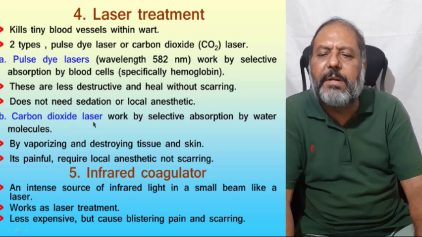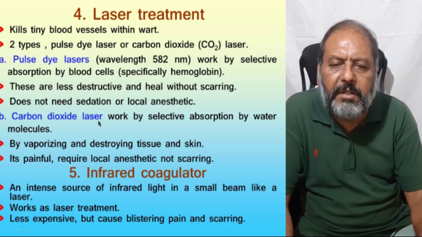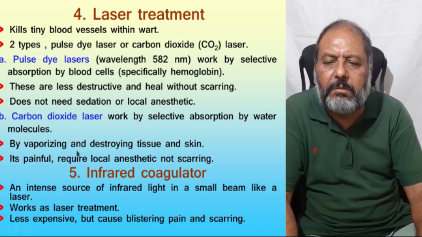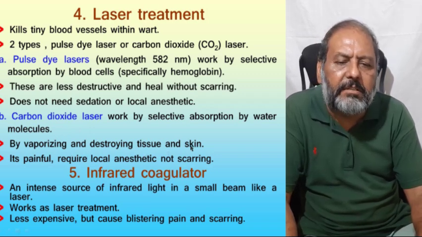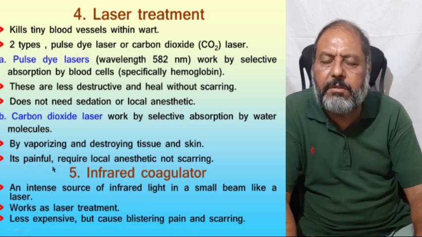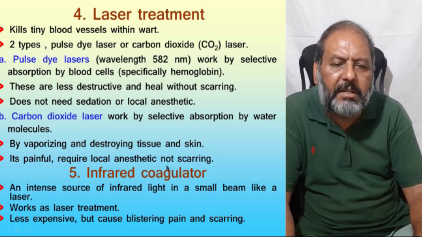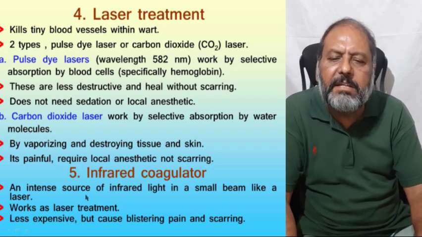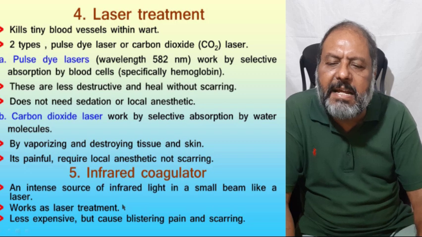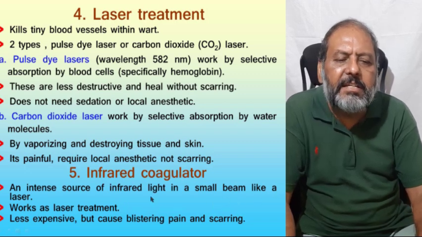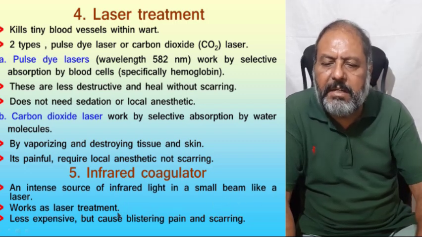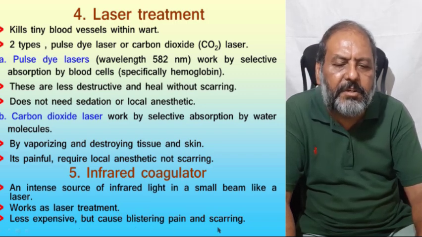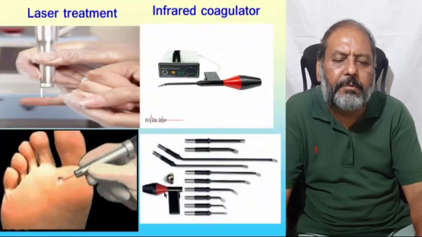The other type of laser, the carbon dioxide laser, works by selective absorption by the water molecule, vaporizing and destroying the tissue and the skin. It's painful, so it requires local anesthetic, and it does not cause scarring. Number fifth is the infrared coagulator, an intense source of infrared light in a small beam like a laser. It works like a laser treatment, but it is less expensive, though it causes blistering, pain, and scarring afterward.